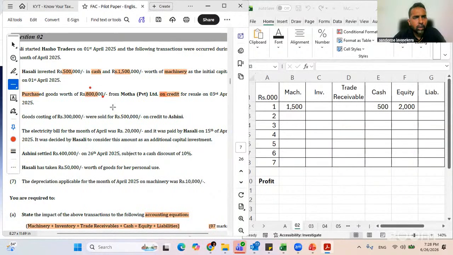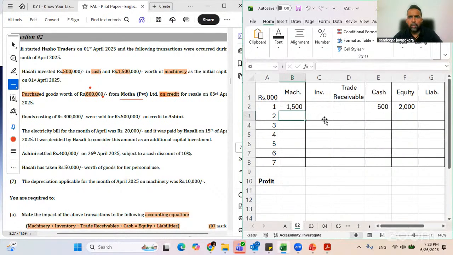Right? Mota on credit. Okay, so we are purchasing 800,000 worth of items from Mota, which is a creditor. It's a liability. Inventory goes up, the creditor liability goes up.